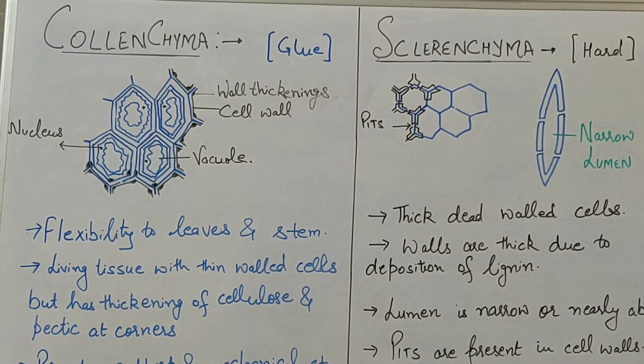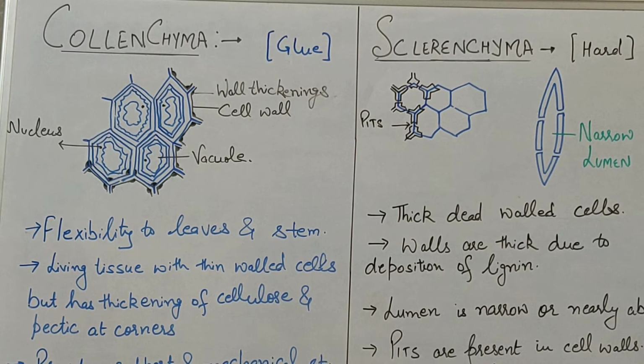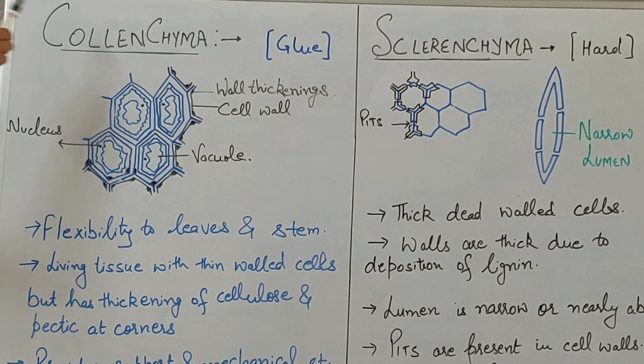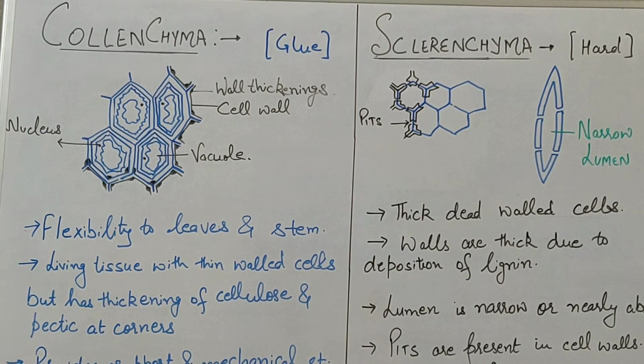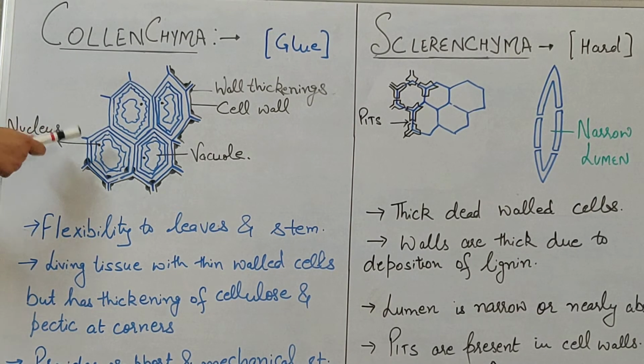Let's start with another type of simple permanent tissue, collenchyma. Collen means glue. This tissue has cells which are glue-like. The flexibility in plants is due to presence of collenchymal tissue. It allows easy bending in various parts of plant like leaf and stem without breaking.